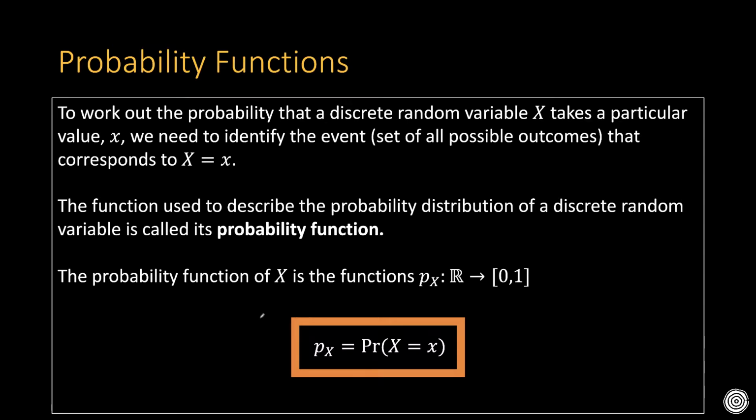and we're going to look at how it comes into use in more examples. So just to add to this, to work out the probability that a discrete random variable X takes a particular value of lowercase x, we need to identify the event.